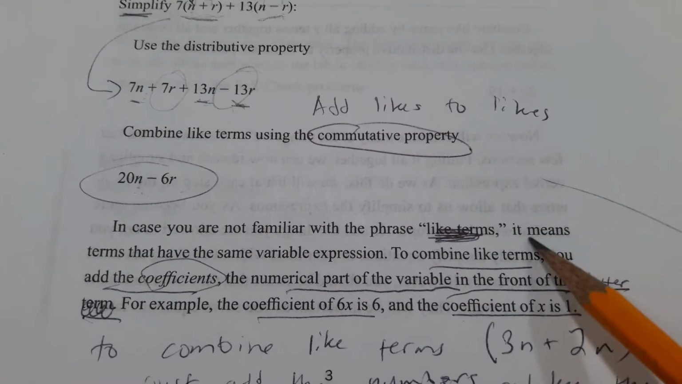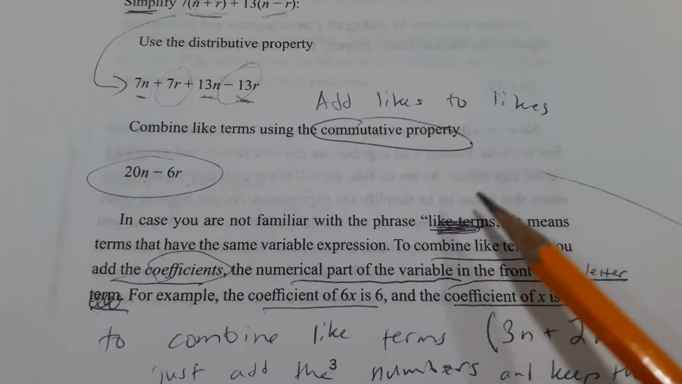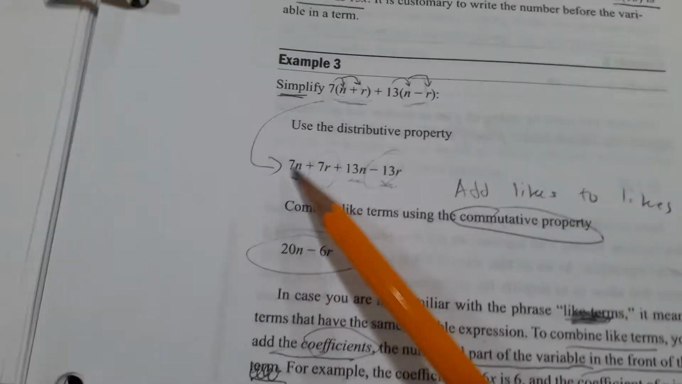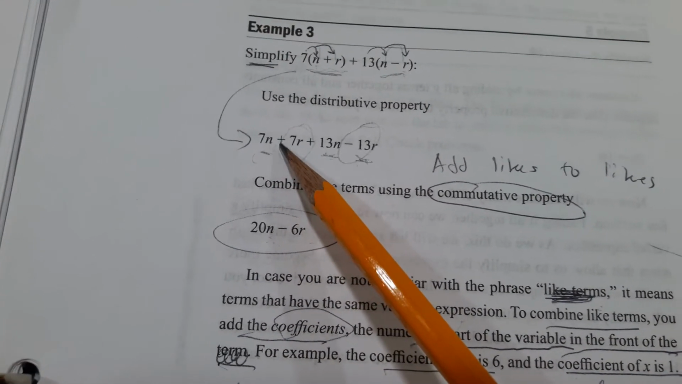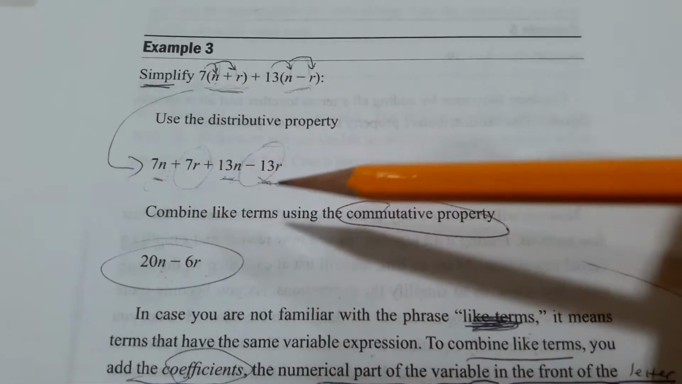And remember, like terms means that you can add things with the same variable expression. Variable expression means basically that the letter after the number has to be the same for us to add like terms.